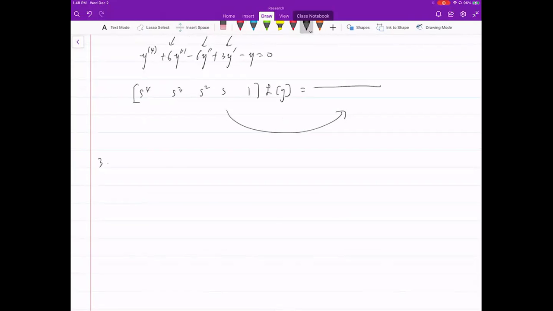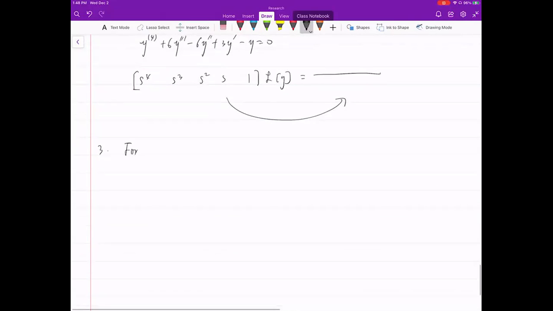It's beautiful. And we don't need more examples. Let's do the forced harmonic oscillator.